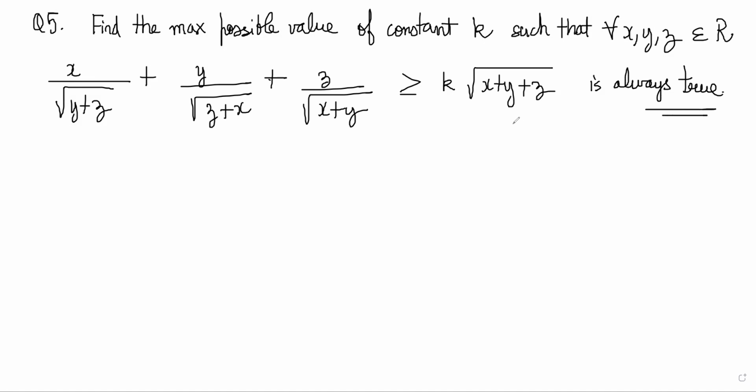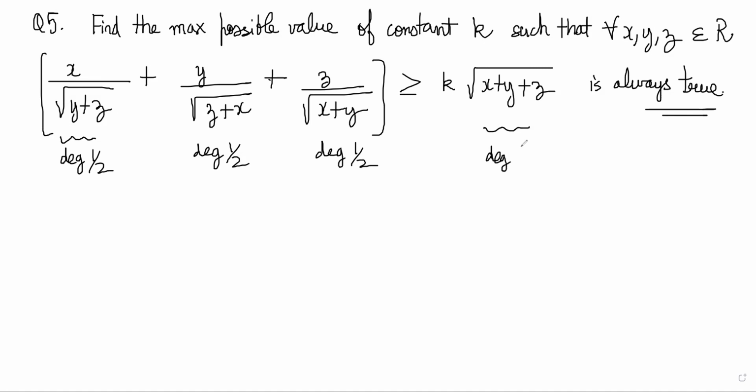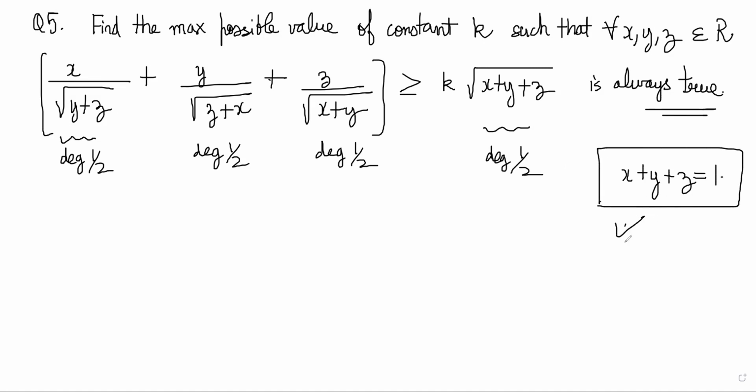Okay, so you can see that this inequality is homogeneous. Every term has degree half, and the right hand side also has degree half. Whenever you have a homogeneous inequality, you can always assume things like x plus y plus z is equal to 1. So we are going to assume that.